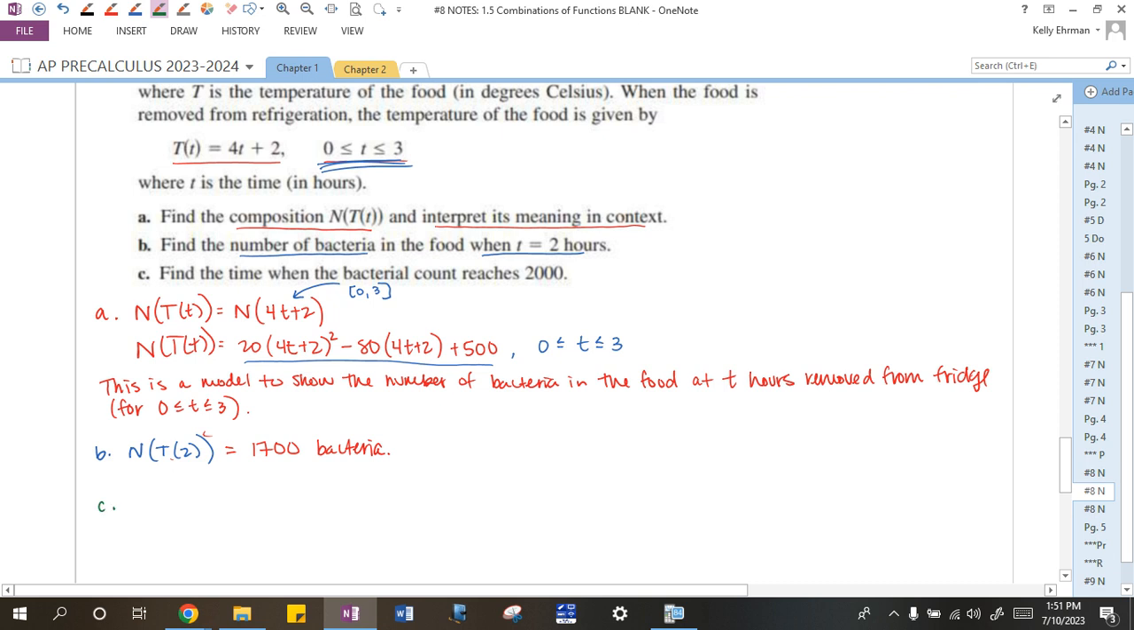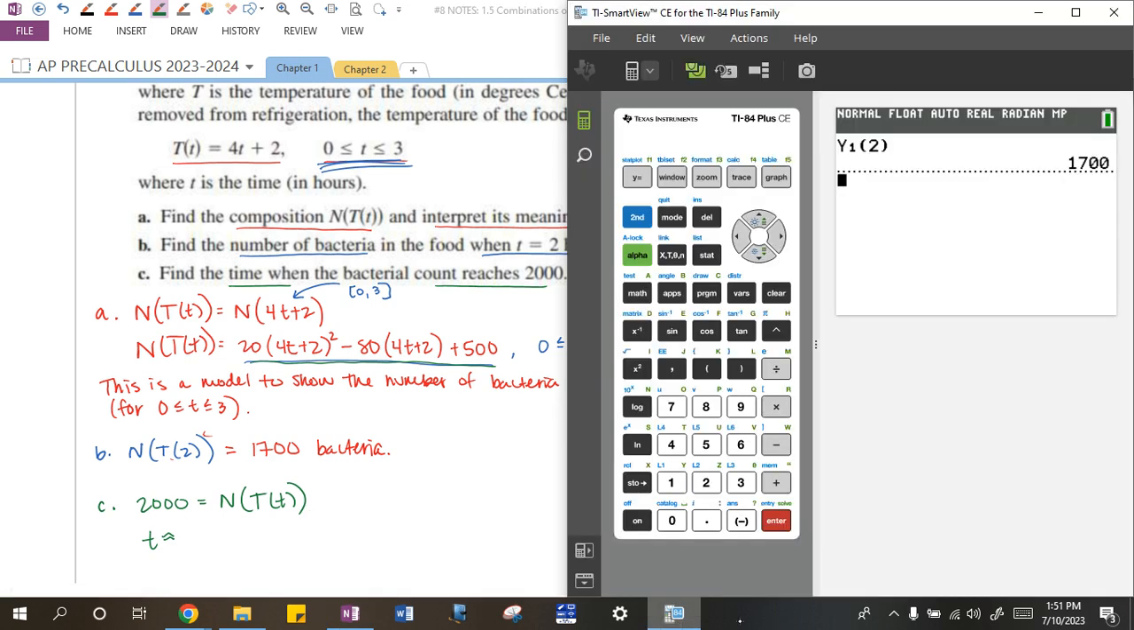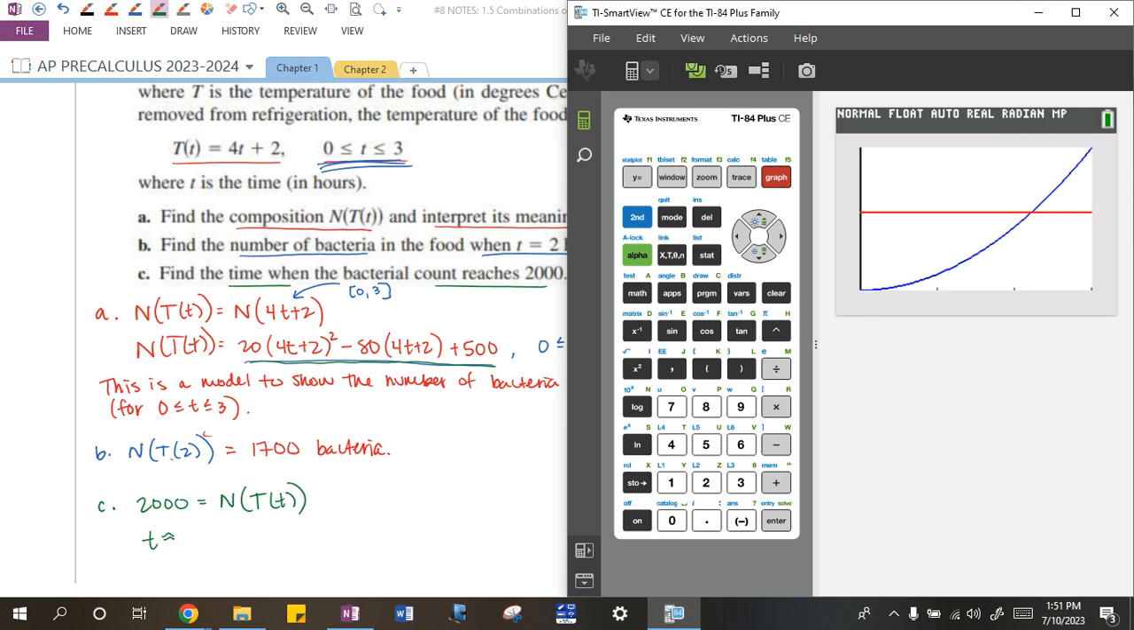And then for part C, find the time when the bacteria count reaches 2000. So this is saying, when is 2000 equal to N of T of t? If you'd like to write out the equation for N of T of t, you can. But this is where, if I'm on my calculator, I just need to show the equation for the AP exam, show the equation that I'm solving, hop over to my calculator, go to y equals, type in 2000, just press graph because you already did the zoom fit thing.